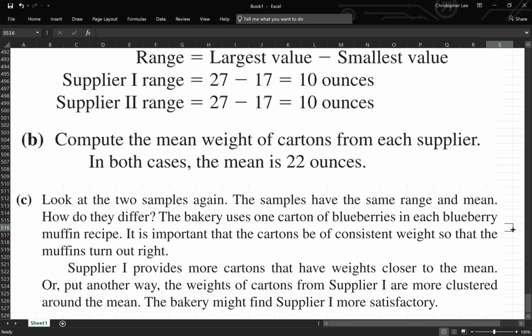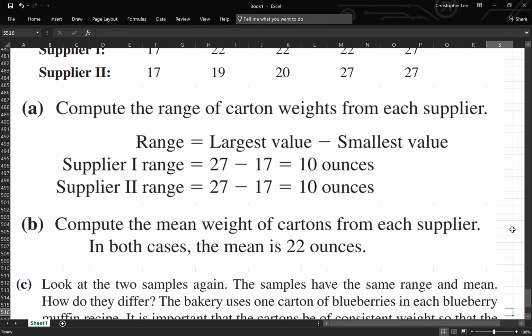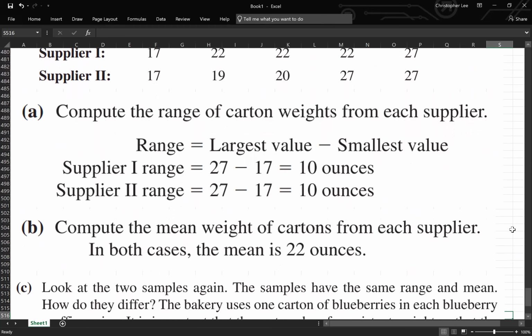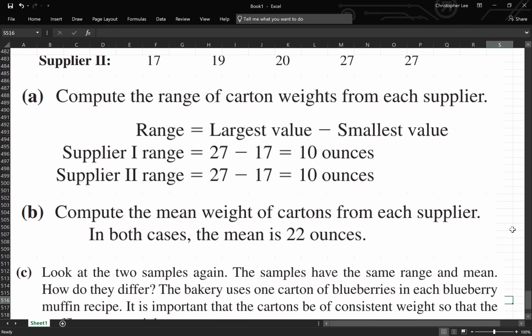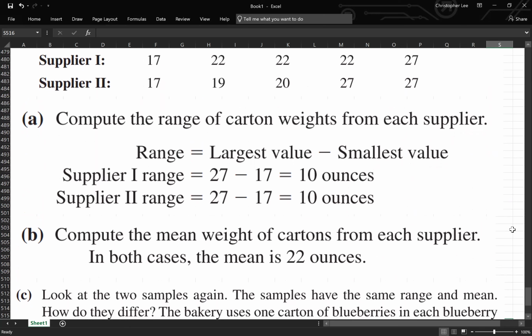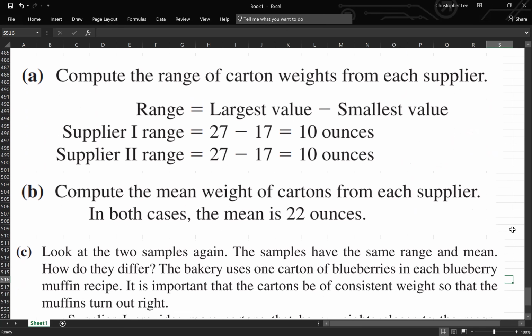So look at the two samples again. The samples have the same range and mean. How do they differ? The bakery uses one carton of blueberries in each blueberry muffin recipe. It is important that the cartons be of consistent weights so that the muffins turn out right. So looking at supplier one and supplier two, which one looks more consistent? Supplier one, okay.